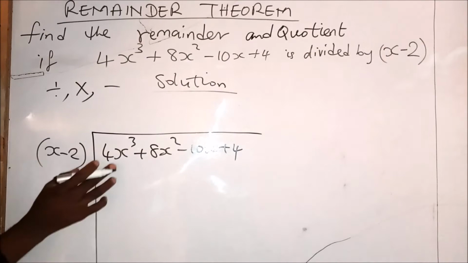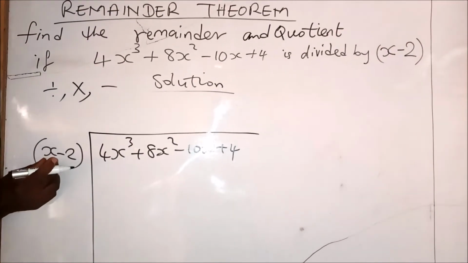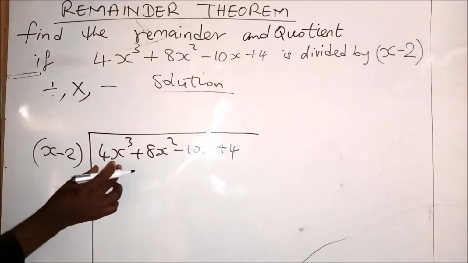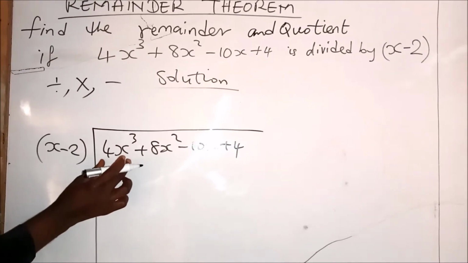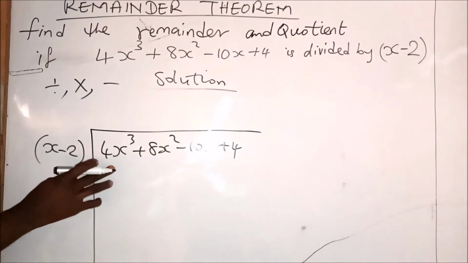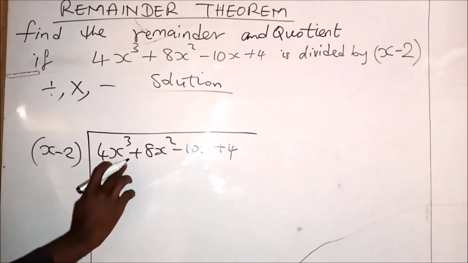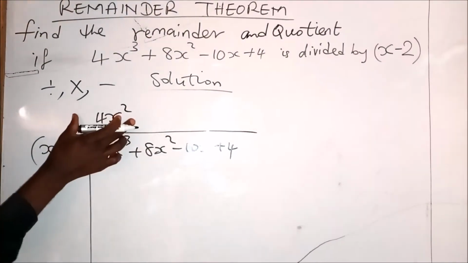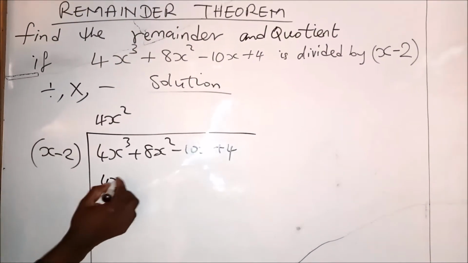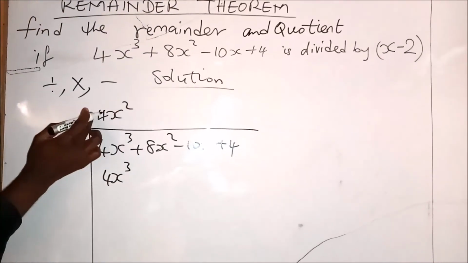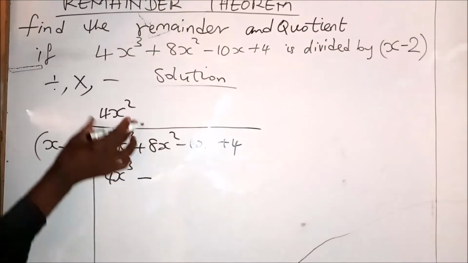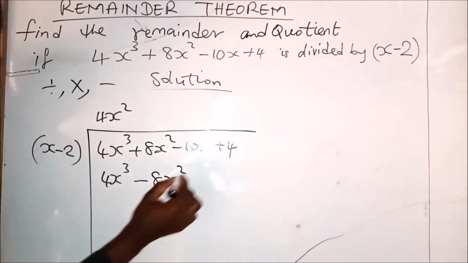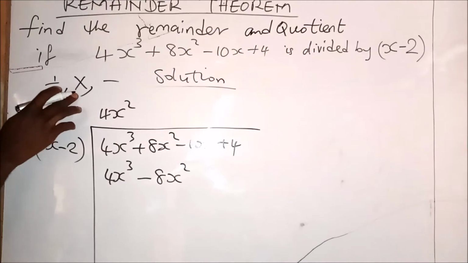Now, to do the division, we are going to use the first term in this divisor, which is x in this case, to divide only the first term in this particular polynomial. Now, when x divides 4x cubed, we are going to have 4x squared. 4x squared multiplying x will give us 4x cubed. Now, plus times minus here is minus. 4x squared multiplying 2 will give us 8x squared.